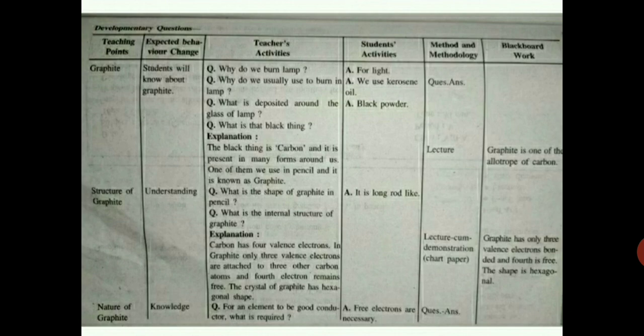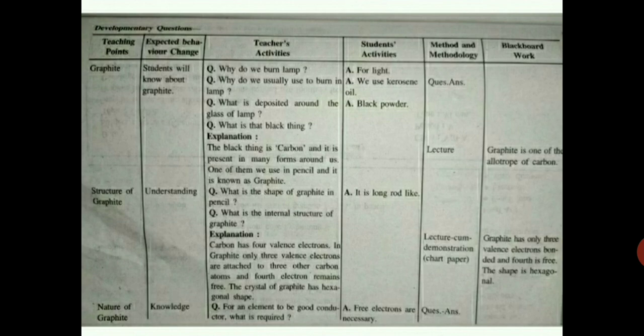Now we move on to the second teaching point, which is the structure of graphite. Now here, as you have seen in the specific objective, the child will be able to understand the structure of graphite. In the psychomotor domain, we have written that the child will be able to draw the structure of graphite. So here the understanding part comes. What is the shape of graphite in a pencil? The children will obviously answer, it is straight, long, rod-like. Now the pupil teacher will ask, what is the total structure of graphite? Obviously the students do not know because they have not studied.